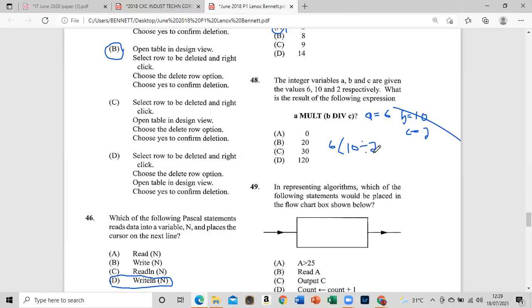So work out the bracket first. That should be 5. Bracket means multiply. I see them put multiply there, so I must multiply that. 6 times 5 is 30.